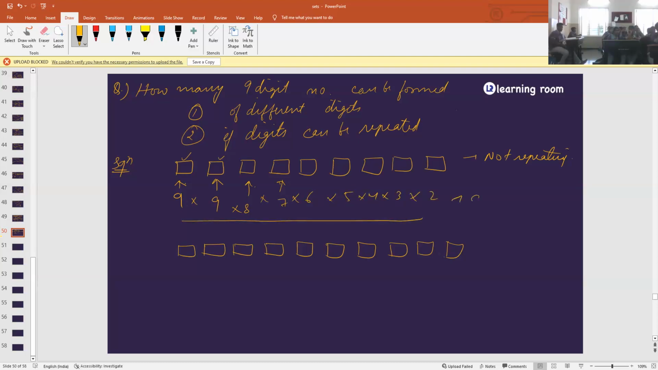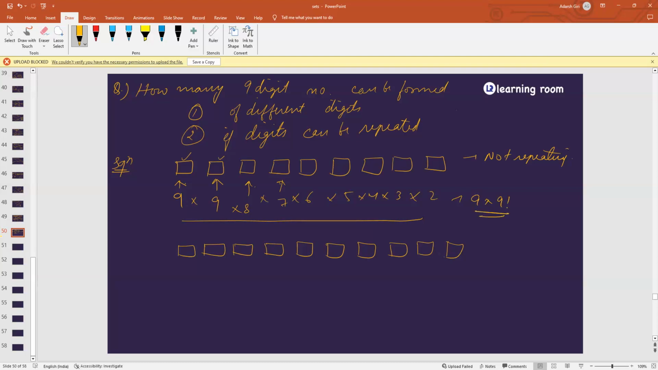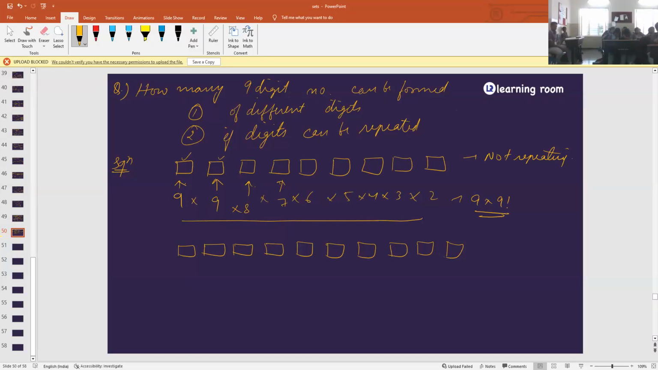So this is 9 into 9 factorial. Understood? Did you understand it? Yes, sir. Good.